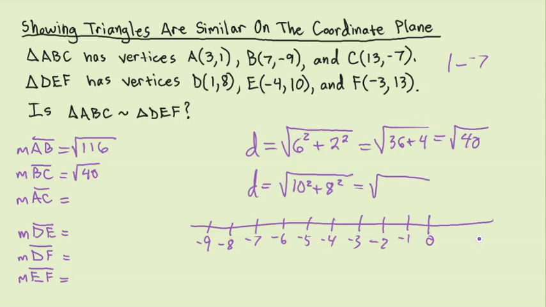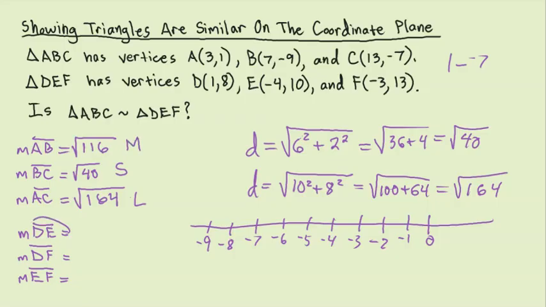So this is the square root of 10 squared, which is 100, plus 8 squared, which is 64. And so that's the square root of 164. And so that is the length of side AC. It's the square root of 164. So we can see that AC, the square root of 164, that's the larger side. Square root of 40, BC, that's the shorter side. And then the square root of 116 is in between the square root of 40 and the square root of 164. So that's our middle side.